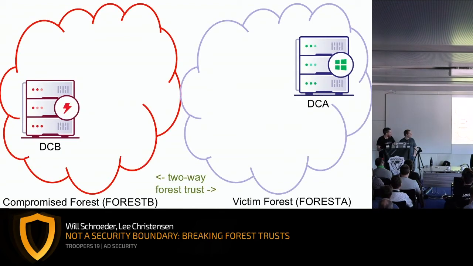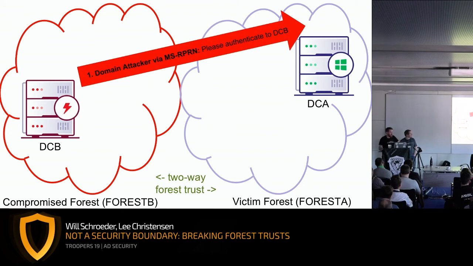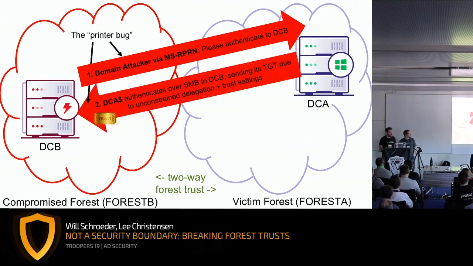We have our compromised forest, forest B. We have our victim forest, forest A. We've compromised this little DCB guy right here. So from here, I'm going to say, hey, domain controller A, please authenticate to domain controller B. And I can do this with the RPC printer bug. And when this happens, DCA is going to authenticate back to DCB with its machine account. So I'm going to get that DCA$ account that's going to authenticate over SMB to domain controller B.